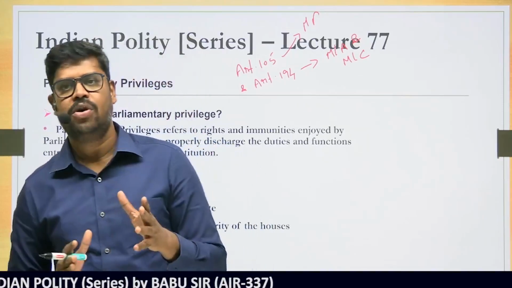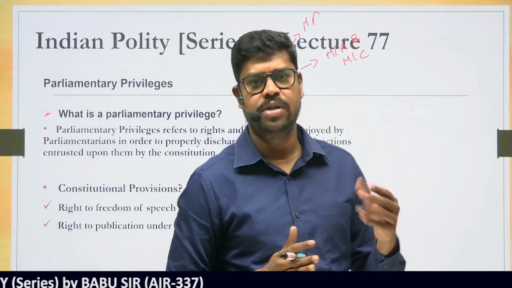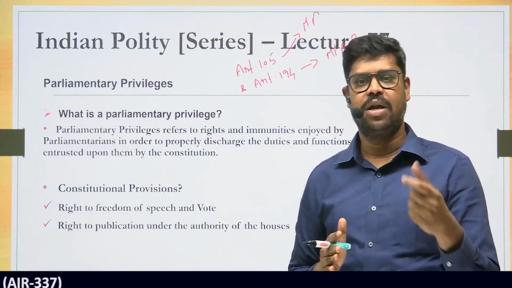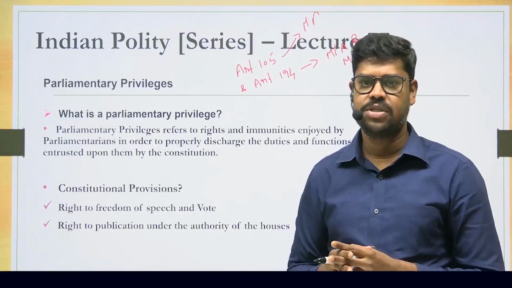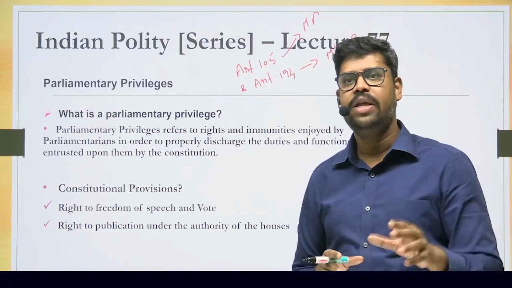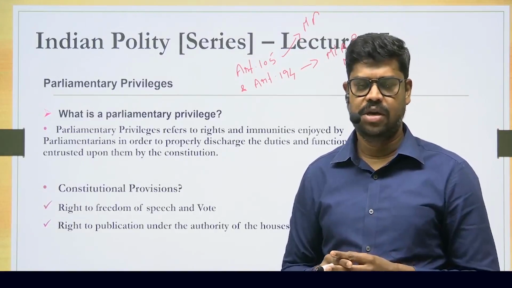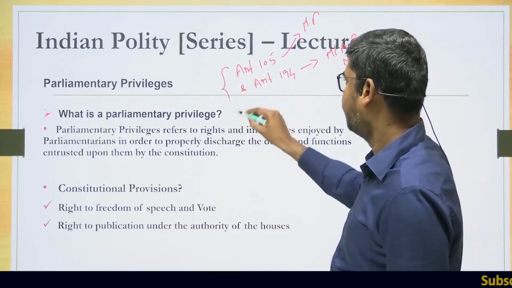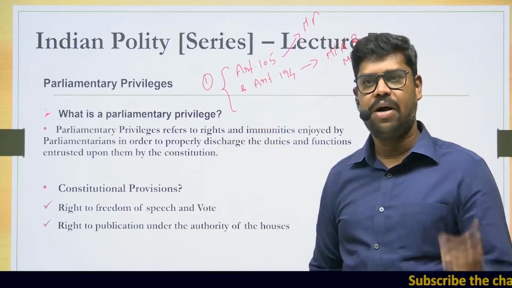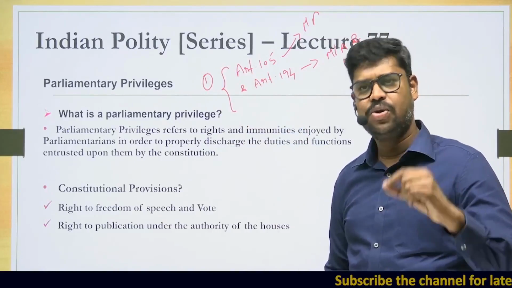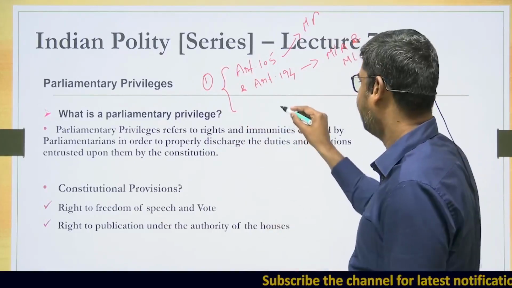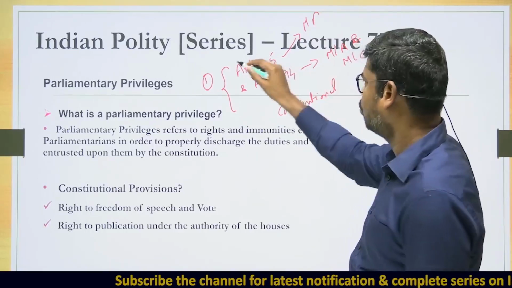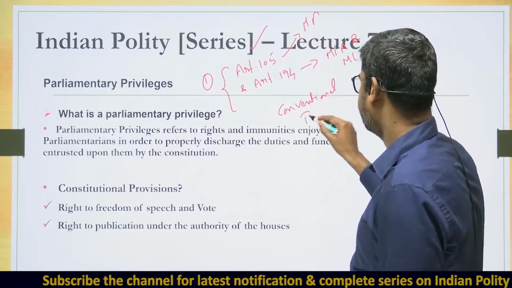Now coming to the question of where the privileges are conferred. What is the provision in the constitution? As I already said, it is article 105 and article 194 of the constitution which confers these privileges. But it is not only these provisions. Apart from the constitutional provisions, the members of the parliament also get their privileges based on what are called conventional practices. So what is the source of parliamentary privilege? Both what is there in the constitution and also conventional practices.